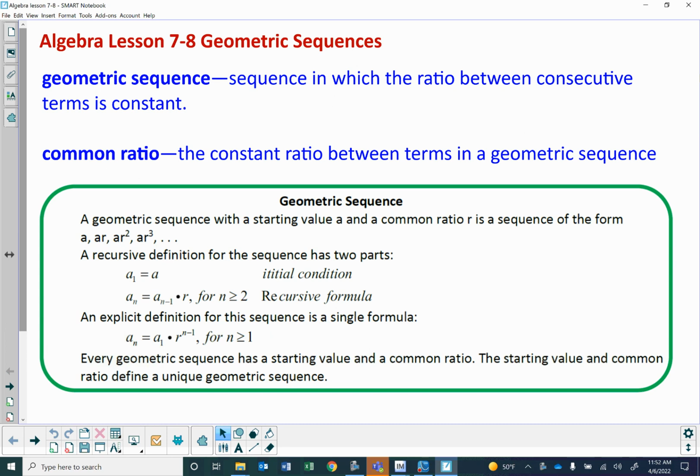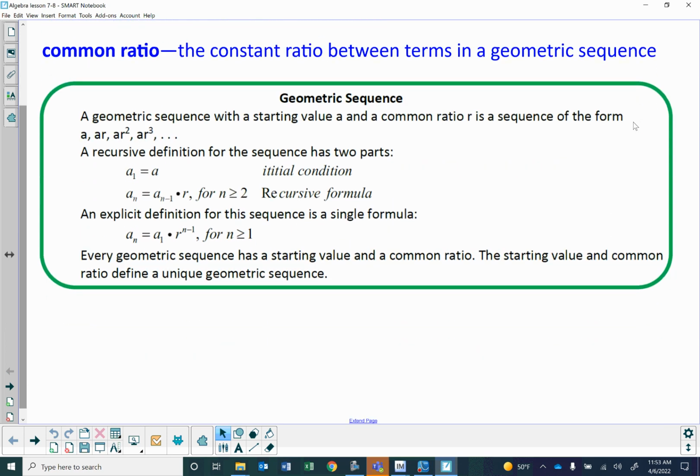A geometric sequence with a starting value a and a common ratio r is a sequence of the form a, ar, ar to the second power, ar to the third power, and so on. The recursive definition has two parts. You always have to give the initial condition first, which means you have to give the starting value. So if a sequence started with 6, then a sub 1 would be 6. And then you give a sub n equals a sub n minus 1 times r for n greater than or equal to 2, because you always start on the second number of the sequence.